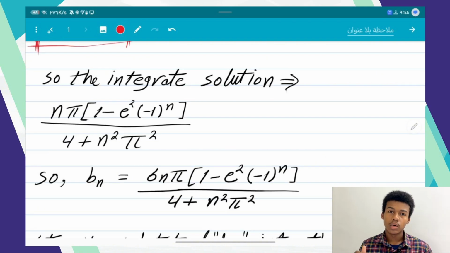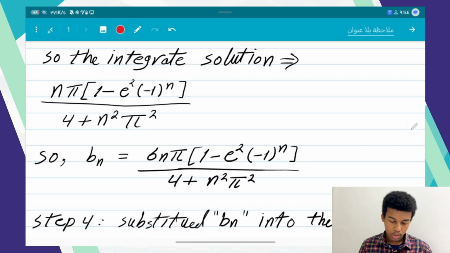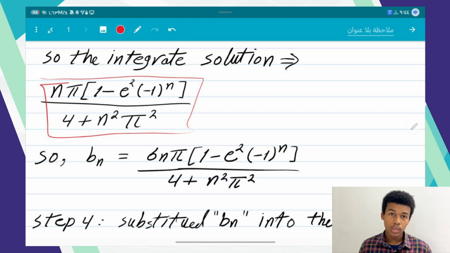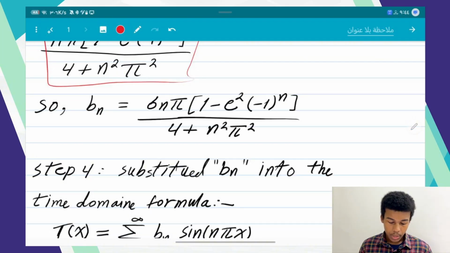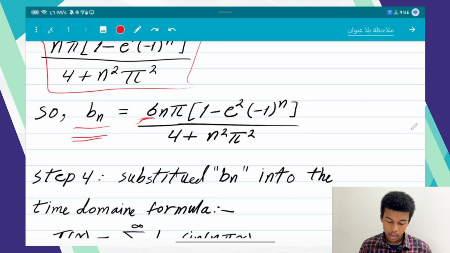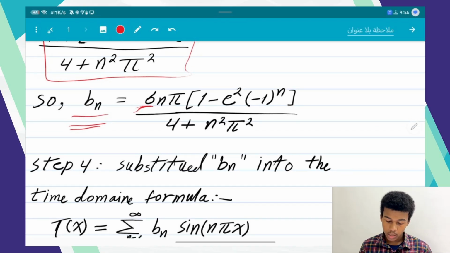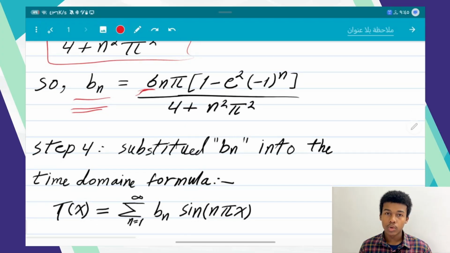After subtracting the values we have got, we will get this solution, which is nπ multiplied by 1 minus e squared multiplied by minus 1 exponent n over 4 plus n squared π squared. So bn in this case will equal 6 multiplied by nπ multiplied by 1 minus e squared multiplied by minus 1 exponent n over 4 plus n squared π squared.